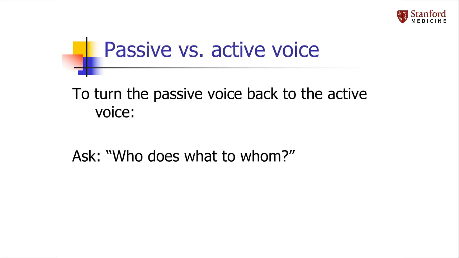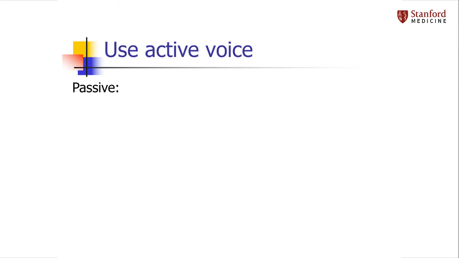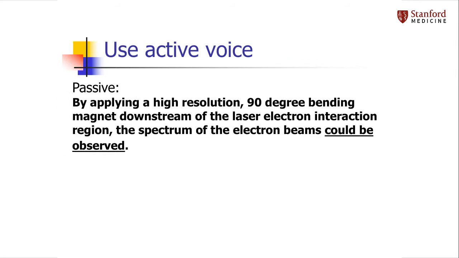So how do you turn the passive back to the active? First, you have to recognize when the sentence is in the passive voice. Then, to turn it back to the active voice, you ask yourself the question, who does what to whom? Who did the action, and who had the action done to them? We're going to practice this. So here's an example of a passive voice sentence that we can turn back into the active voice.